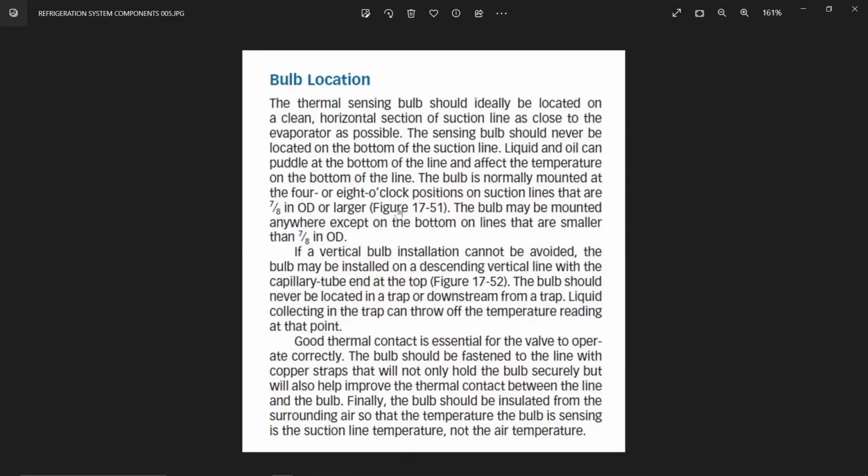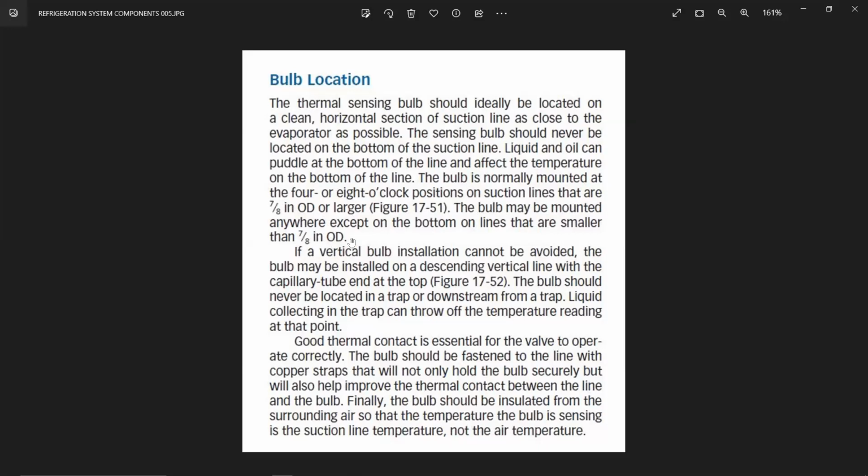Now, about the bulb location, I also said that I'll find out a little bit more. So here, the sensing bulb should never be placed on the bottom of the suction line. We had seen this yesterday. Liquid or oil can puddle at the bottom and affect the temperature, but the bulb is normally mounted at 4 or 8 o'clock positions on suction lines that are 7/8 inch OD and larger, and the bulb will be mounted anywhere except the bottom on lines which are smaller than 7/8 inch OD.